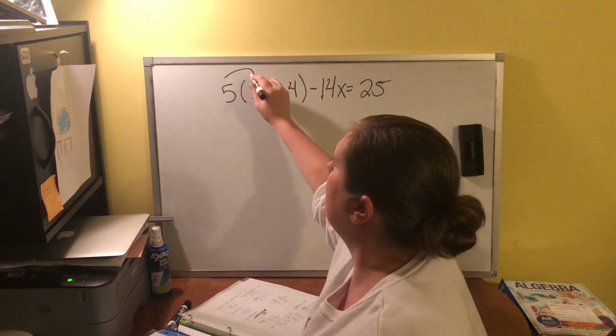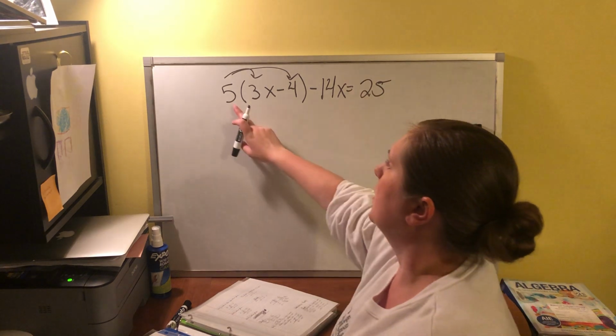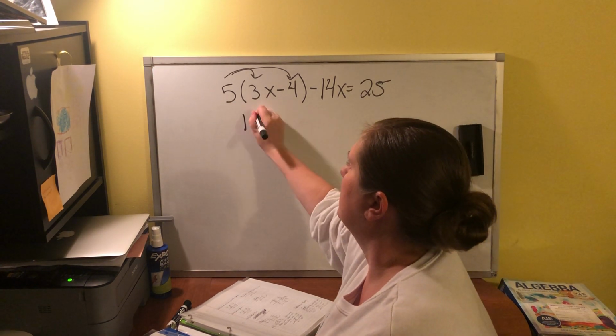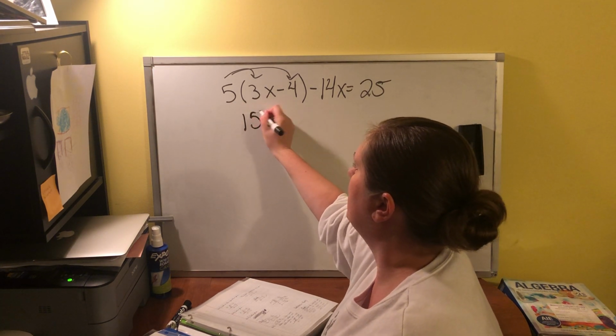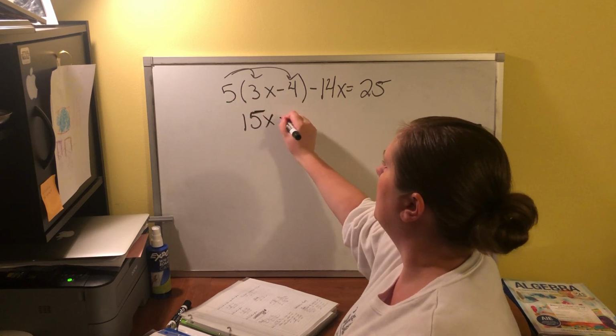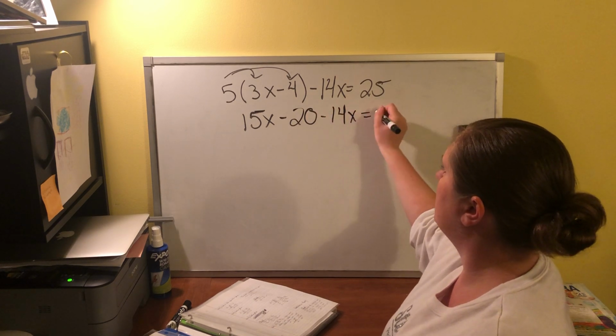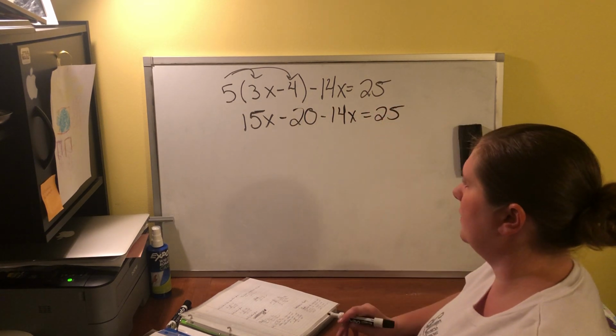I have a 5 that I can distribute. That's going to be our next step. So now we're doing 5 times 3x is 15x. I have 5 times negative 4, well that's negative 20, minus 14x equals 25.